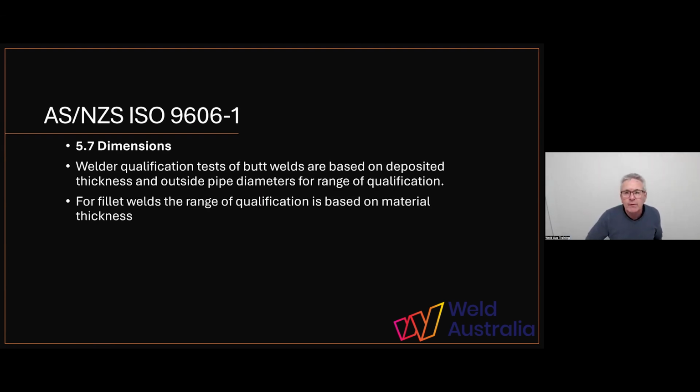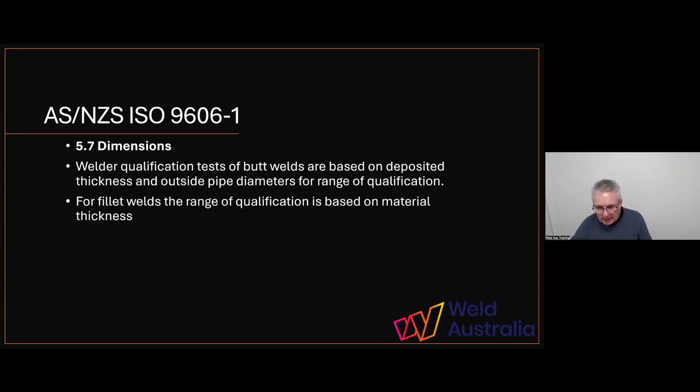5.7 dimensions. Welded qualification test pieces of butt welds are based on deposited thickness and outside pipe diameters for range of qualification. But for fillet welds, the range of qualification is based on material thickness. So that's what you've got to look at when you start going through the range. Be aware when you're looking at the tables whether we're looking at a butt table, or we're looking at pipe, or we're looking at fillets. That's the key thing to look for. So we're looking at deposited thicknesses for butt welds and pipe diameters, and for fillet welds the range of qualification is in material thickness.